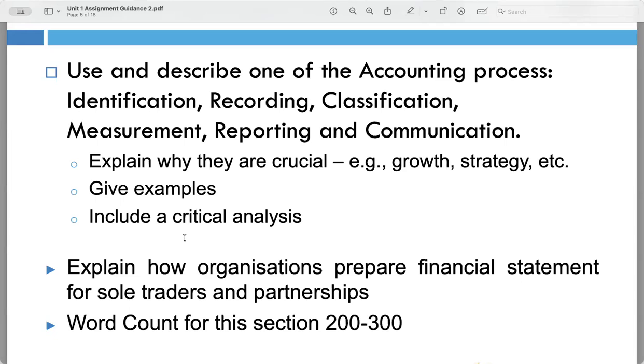Importance, explaining why these steps are crucial for business growth, strategy, and decision making. Example and critical analysis, providing examples and critically analyzing how these financial statements aid in various organizational functions. So this section should be around 200 to 300 words.